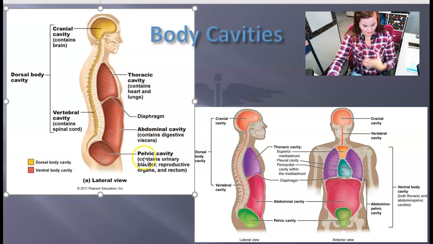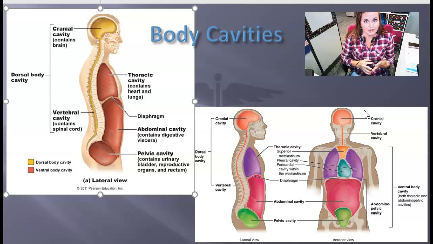And ventral being your front side, and then your front side is made up of, again, you also have the cranial cavity. It can be divided into the posterior part and the anterior part. So we have your thoracic cavity, which is where your heart and lungs and stuff are. And then we've got your abdominal cavity. We've got your pelvic cavity. So all three of those, which house the majority of all your internal organs, are found in that ventral body cavity.